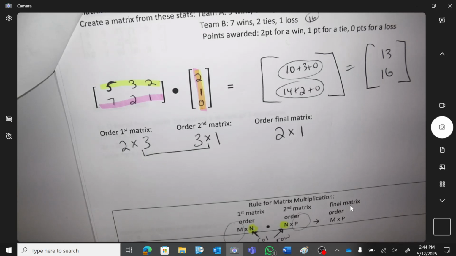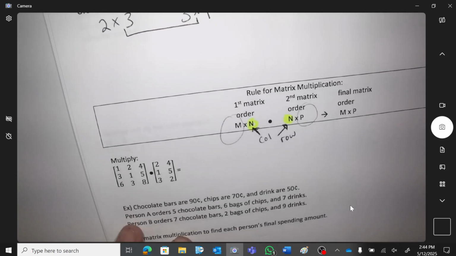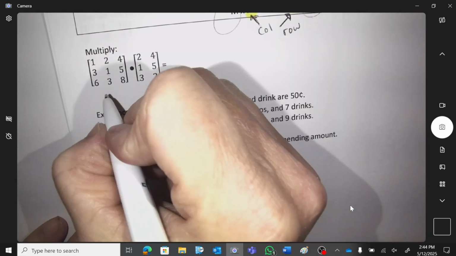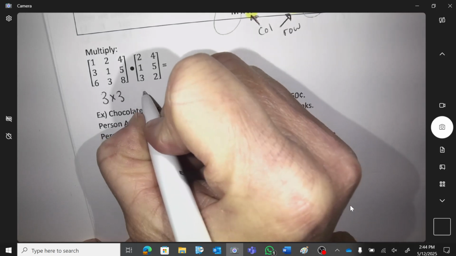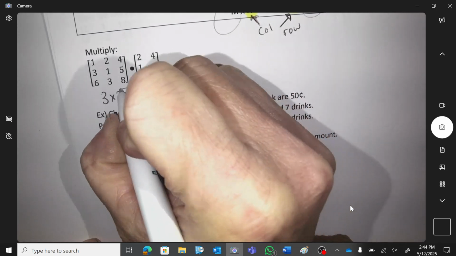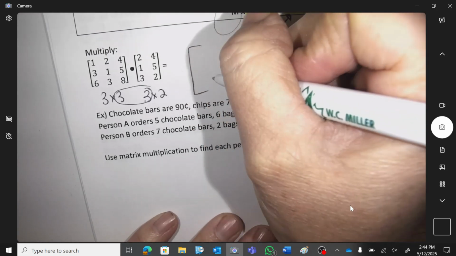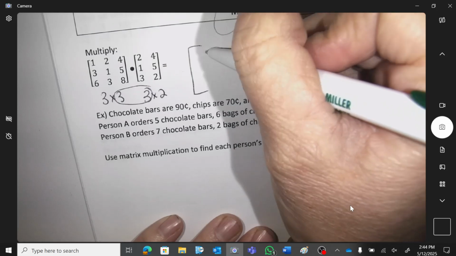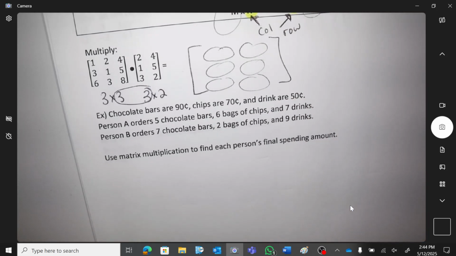Okay, so we're going to do this. Tell me, what is this? A what by what? 3 by 3. And this is a 3 by 2. Okay, good. They match. Final answer is going to be a 3 by 2. So that's going to be the result. 3 by 2. Okay, so what do you think is going to happen here?